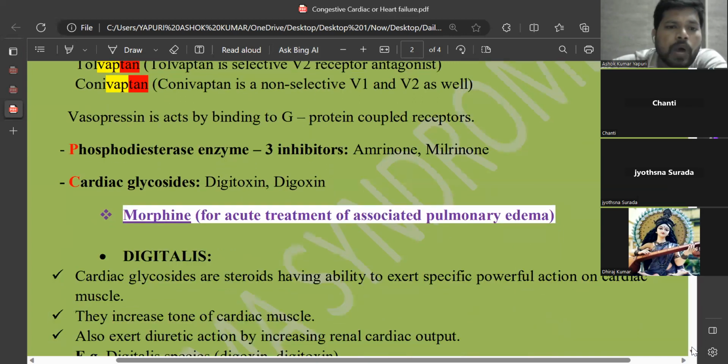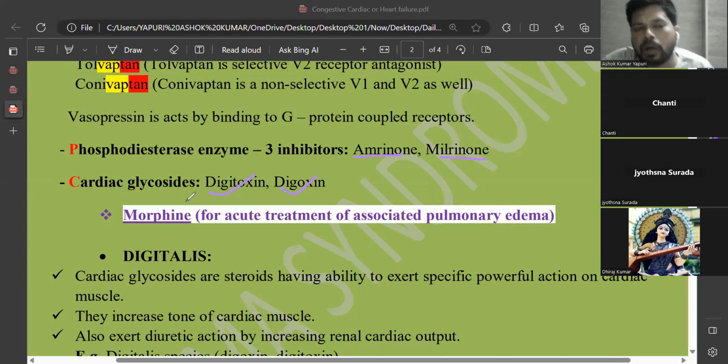Next, phosphodiesterase enzyme 3 inhibitors. The examples are amrinone as well as milrinone. Next, cardiac glycosides, that is digoxin as well as digitoxin. These are obtained naturally from the digitalis species.